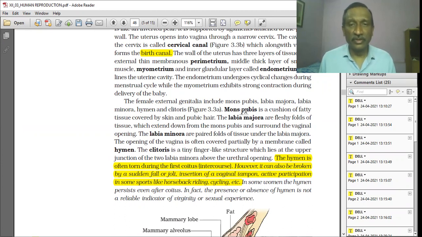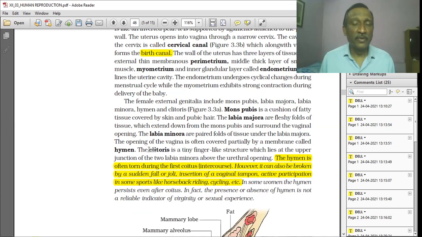Just after the mons pubis, two lip-like folds are found. These folds are called labia majora and labia minora. Labia majora is the outer fold, and just beneath that there is another fold called labia minora. Labia majora and labia minora form an opening. The two labia minora join at the upper end, and just beneath the joining there is a small, tiny, finger-like structure called the clitoris.